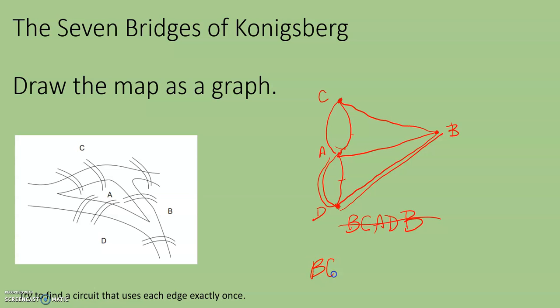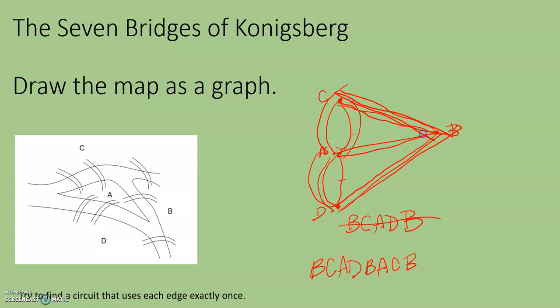If we go B, C, A, D, B, A, C, B. B to C, C to A to D, D to B, B to A to C, and back to B. But it uses B to C and C to B again. There are other circuits we could also try.